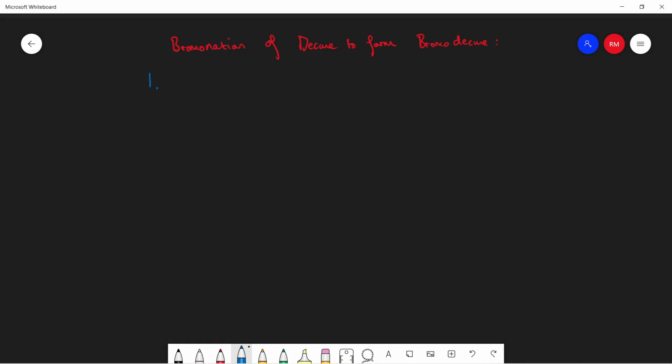So, step one. Remember, initiation, step one. We have the formation of our bromine radicals, two bromine radicals, obviously, and don't forget the UV light. Now, step two involves the two steps in propagation. Step one, we have the decane, which remember is C10H22, and this is going to add to one of the bromine radicals.